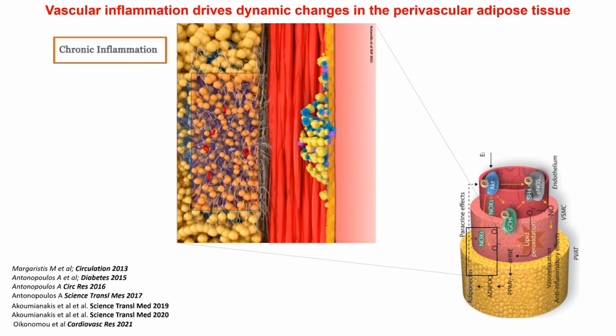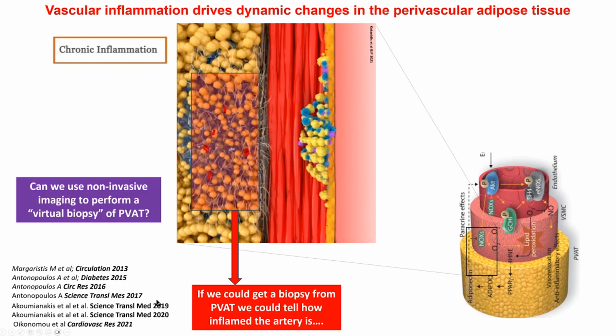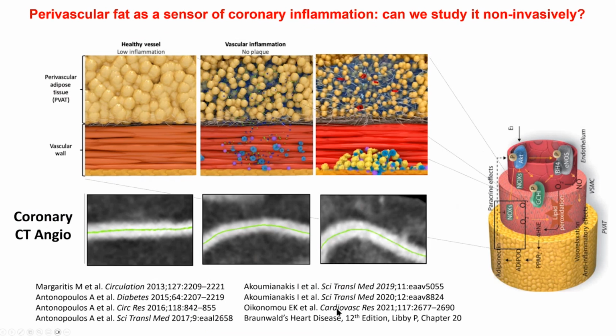Now, in the lab, if I'm able to take a biopsy of the perivascular fat, I can tell not only if the artery is inflamed, but what type of inflammation the artery has. However, getting biopsies from perivascular fat is impossible because you cannot open the chest. That's why we developed a method that uses routine coronary CT angiograms and performs what we call virtual biopsy of the perivascular space to tell us about inflammation in the vessels.